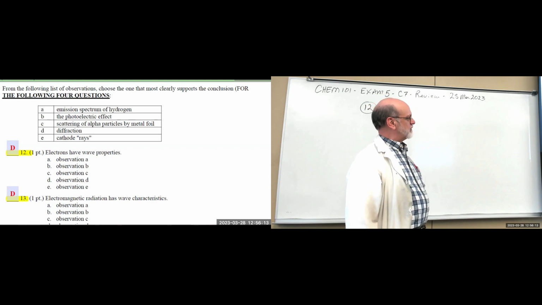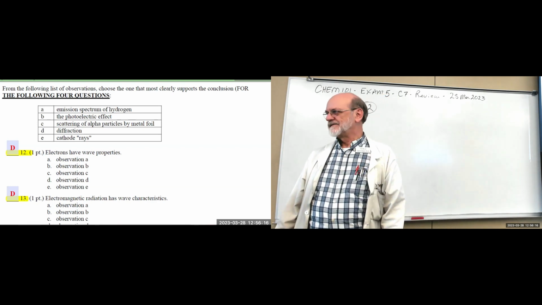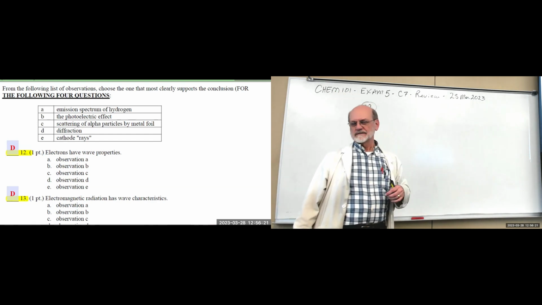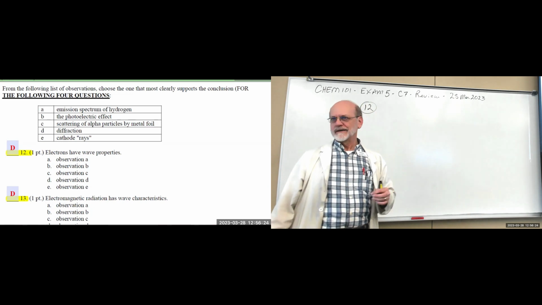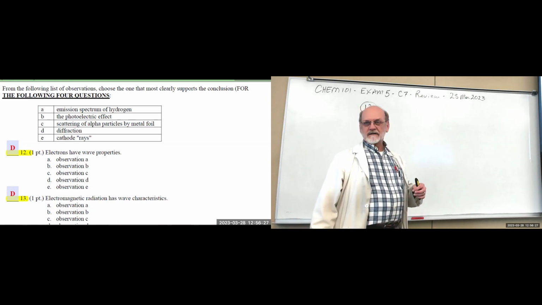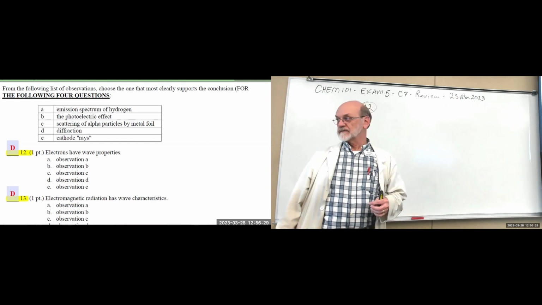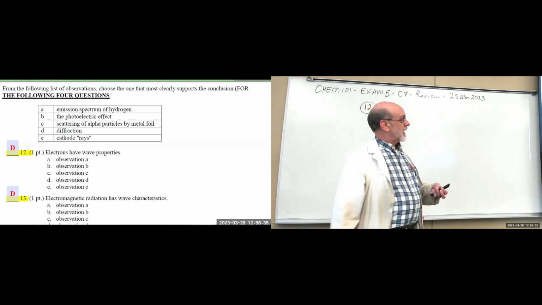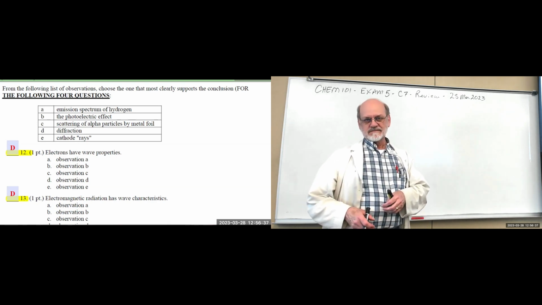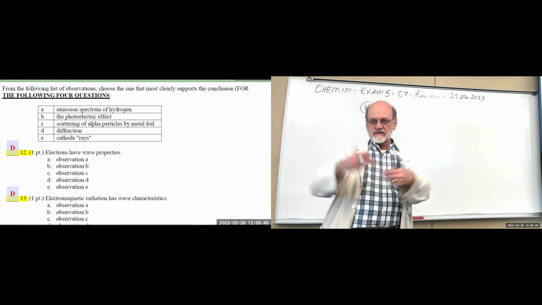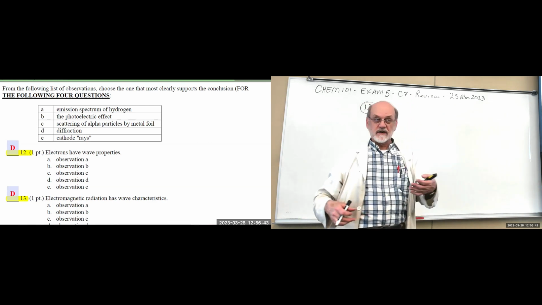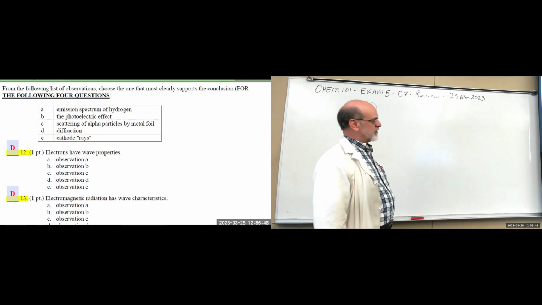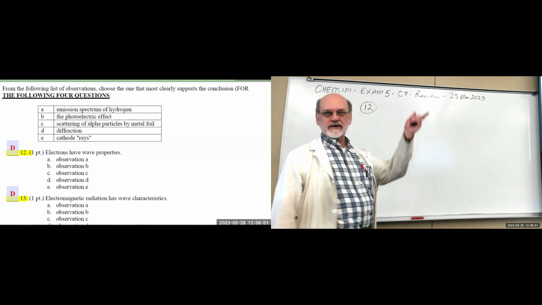Scattering of alpha particles by metal foil. What are they referring to there? Pardon my English. That's pretty bad. Rutherford's gold foil experiment. He fired alpha particles at metal foil, and most of them went through, but some of them bounced off in all kinds of directions, which supported his nuclear model for the atom. Right? That's not wave property. Diffraction. There you go.